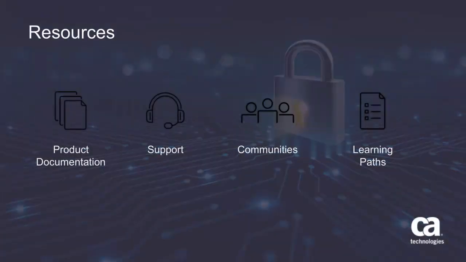For more detailed information about using Agent Inventory for centralized agent management, visit ca.com. From there, you can visit product documentation, support, communities, or see the learning paths. Alternatively, visit docops.ca.com and search for Administer the Agent Inventory or Agent Inventory Preferences.